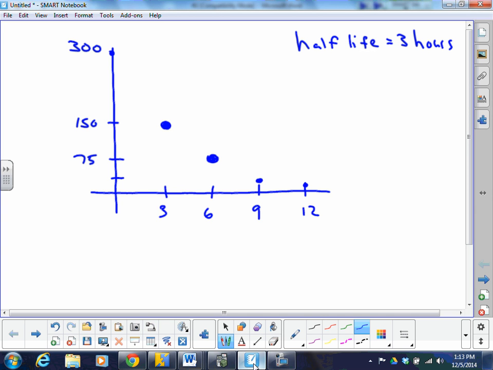So you can kind of see it's actually decaying exponentially. So it's just going to keep getting closer and closer. We're going to get that asymptote down at 0. So it's technically never going to get to 0, you know, in this model at least. Okay, so my question was, how much will remain at 10 hours?